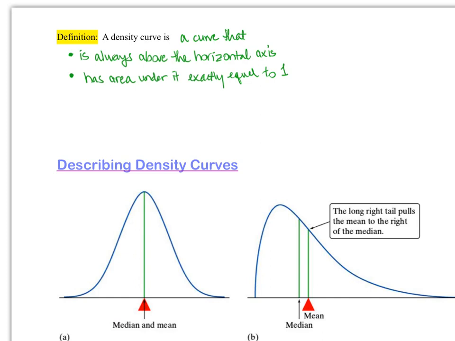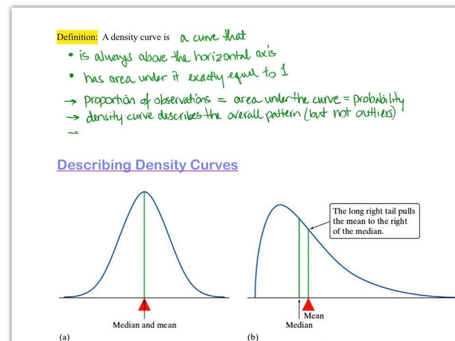So we're going to use some terms almost interchangeably. Proportion of observations is going to mean the same thing as area under the curve, and that's going to end up meaning the same thing as probability. We need to remember that the curve represents the overall pattern of the distribution, but not the outliers. And last of all, we need to remember that no density curve exactly describes a real set of data.